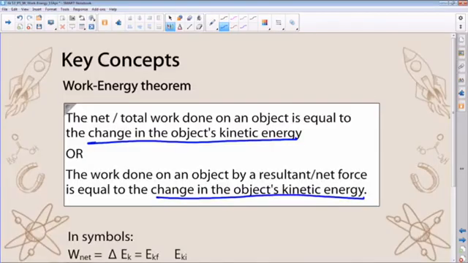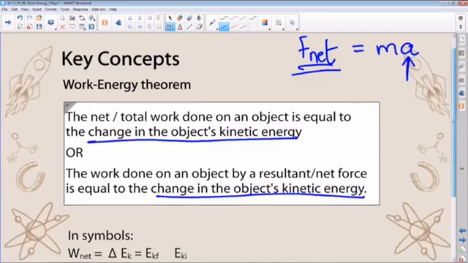Remember, F net equals ma, Newton's second law. If velocity is going to change, which causes kinetic energy to change, there has to be an acceleration, which means we need to have a net force. Okay, that's where this is coming from.